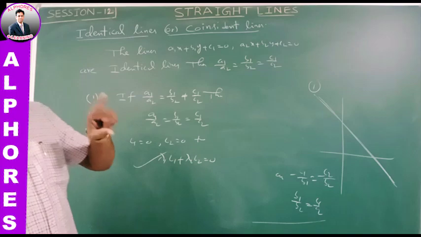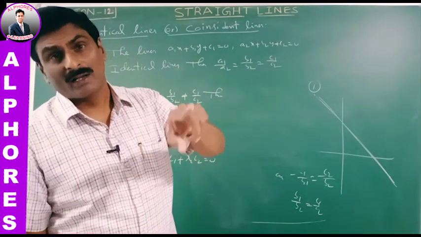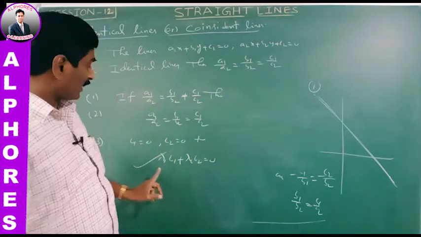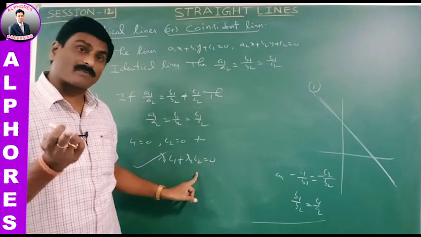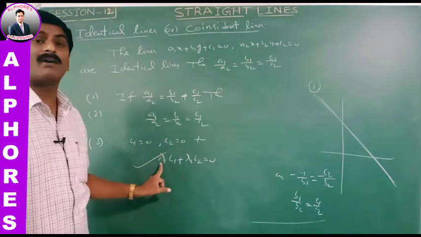In the previous case, L1, L2 are intersecting, and lambda 1 into L1 plus lambda 2 into L2 is equal to 0 is a family of concurrent lines. If L1 is equal to 0, L2 is equal to 0 are parallel, lambda 1 into L1 plus lambda 2 into L2 is equal to 0 represents a family of parallel lines. If these two are coincident, then this represents a family of coincident lines.